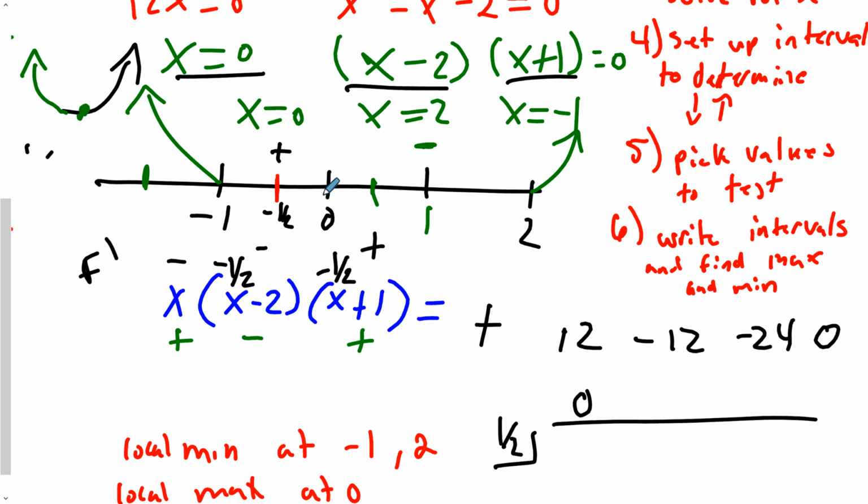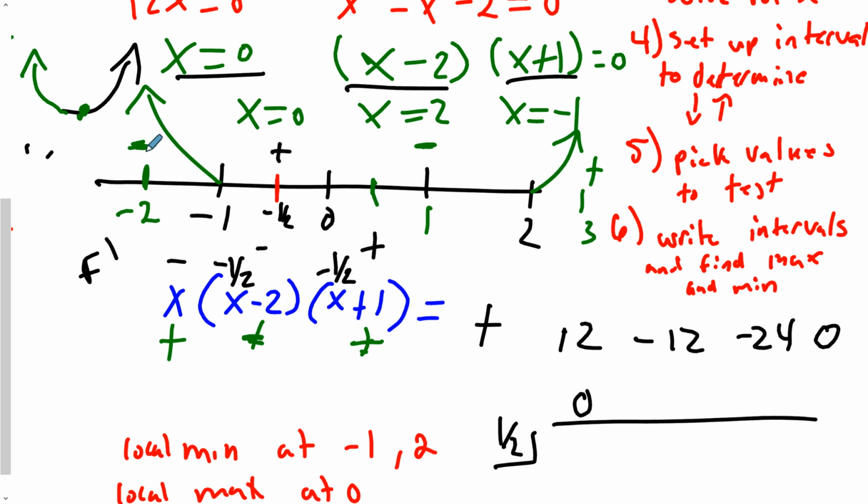Now, over here, I still need to test, because I'm using the first derivative test. So I need to test over here at -2. Plug in -2. That's a negative. That's a negative. And that's a negative. So negative times a negative times a negative is a negative. And then we're going to test at 3. That's positive, positive, positive, so it's positive.